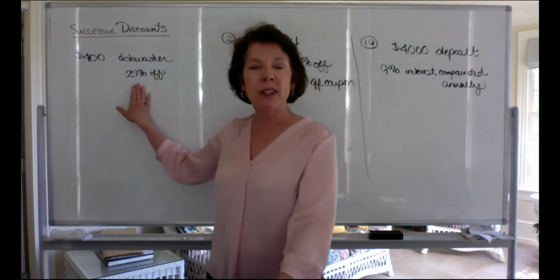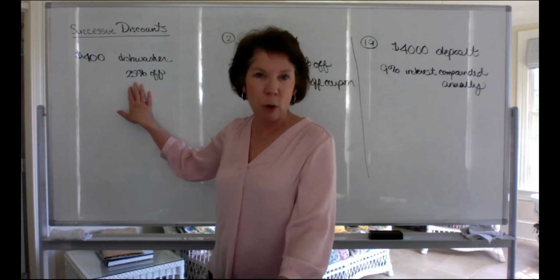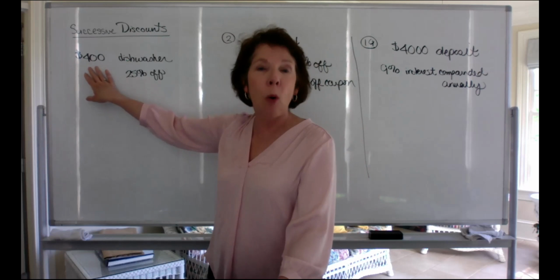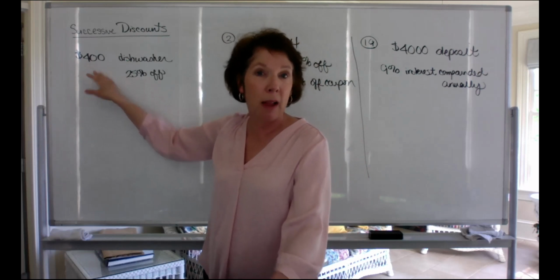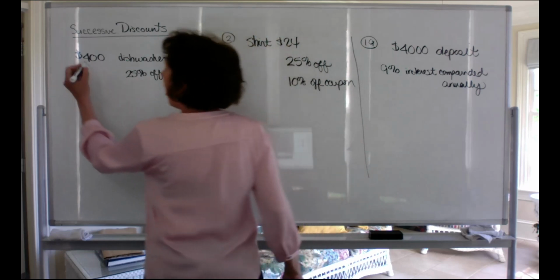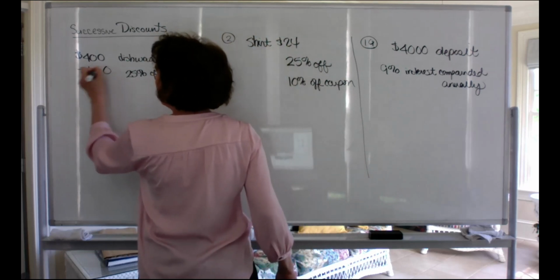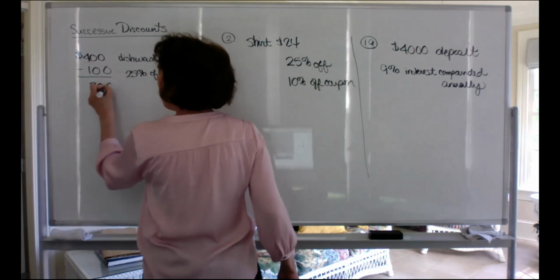Well, 25% off. 25% as a fraction, of course, is 1/4. So let's take a fourth of $400. Well, we know what that is. A fourth of 400 is $100. So I'm going to take off $100 from the original price. And I have $300.